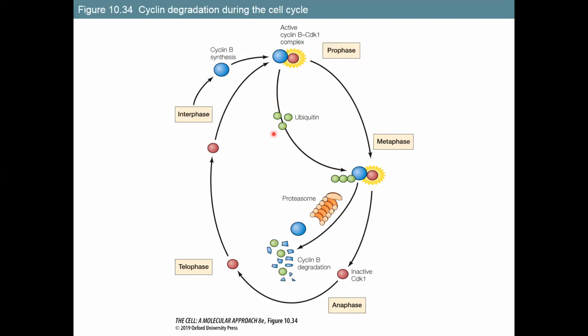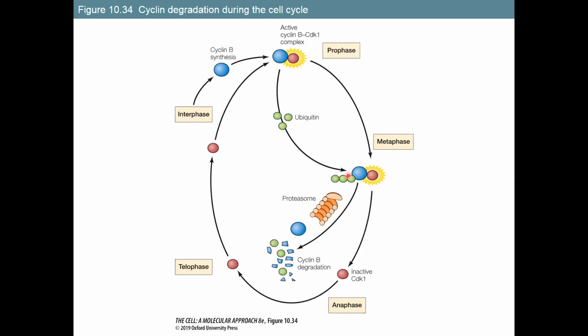At the same time, we are also starting to ubiquitinate cyclin B, right? And if we add on just one or two, that's no big deal. But as we start getting longer and longer chains, that is going to target cyclin B to the proteasome, and it is going to be broken down and destroyed.